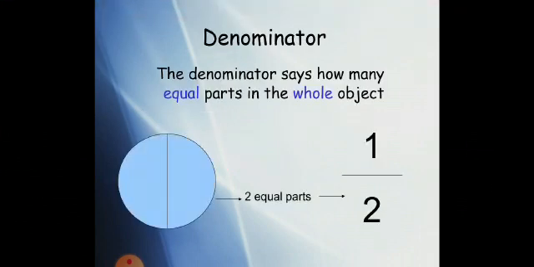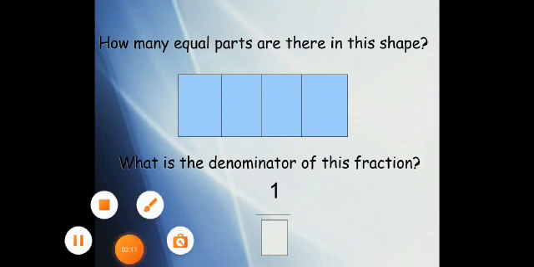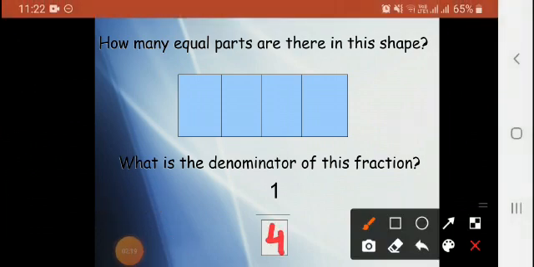The denominator says how many equal parts there are in the whole object. Like in this figure, a circle is divided into 2 equal parts. So the denominator is the number of equal parts into which the whole object is divided. Now children, in this given figure, how many equal parts are there in this shape? Yes, you are correct. There are 4 equal parts. So what is the denominator of this fraction? Obviously it is 4.